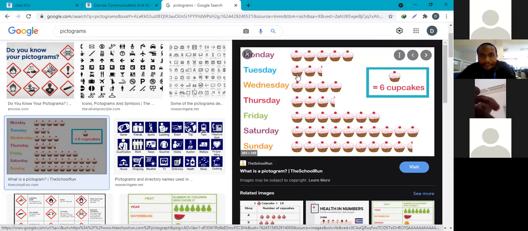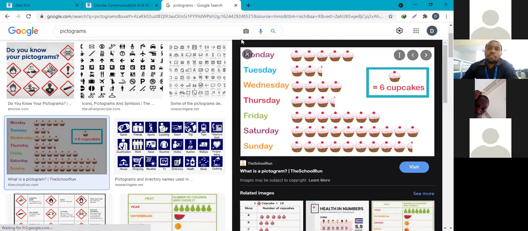Five, I think so. There are 5. 15. 1 cupcake is equal to 6. Half is equal to 3. So these are 12, 13, 14, 15. There are 15 cupcakes. Yes, 15 cupcakes. So these are what we call pictograms. I've answered your question. Any other person?